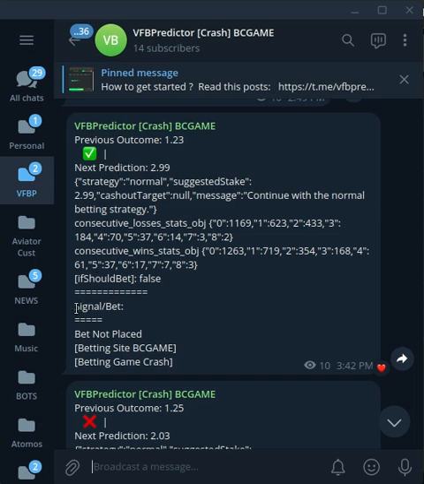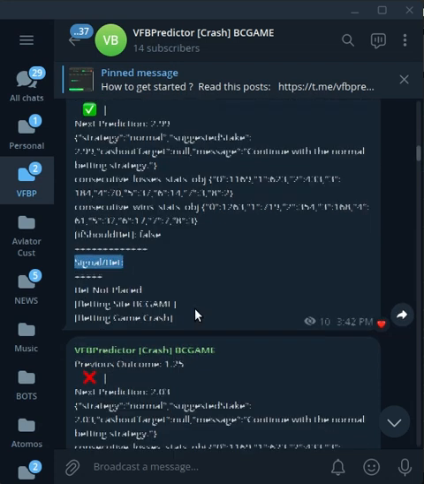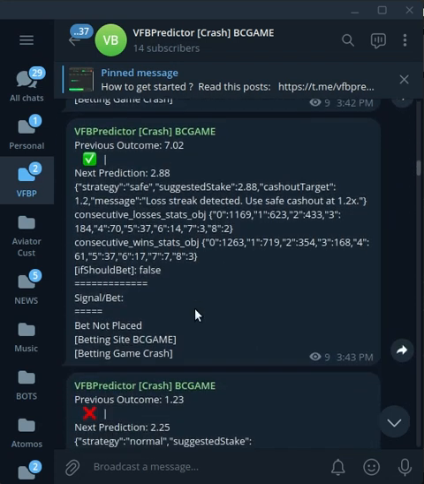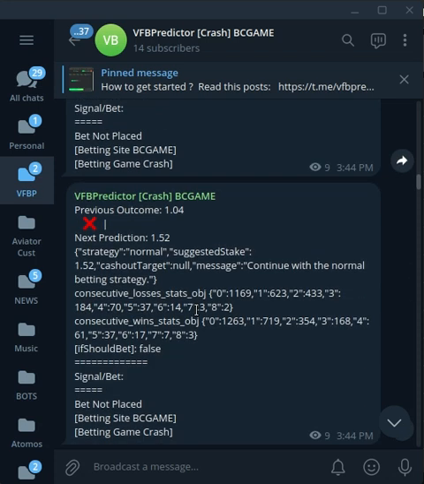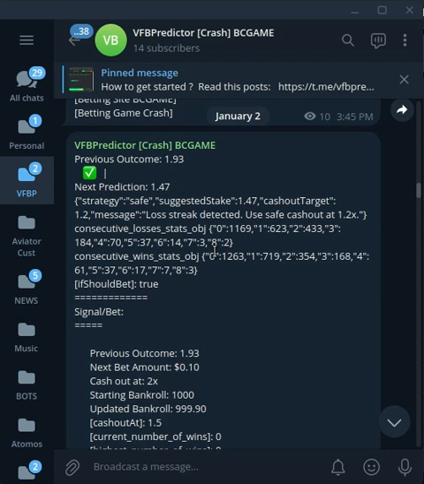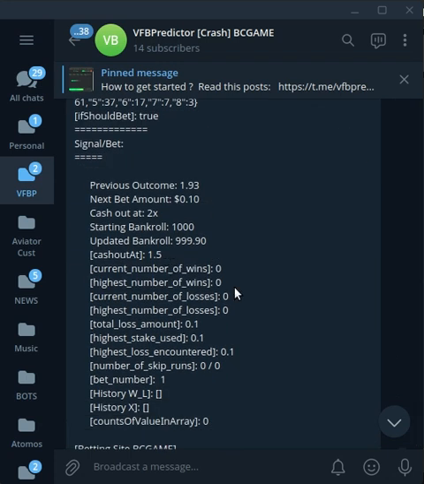Here we have something called a signal or bet. Below it there should be a message. When we have a signal for a bet, there is some message that is shown under the signal/bet section. So since the signal/bet section is empty here, I skip that bet and wait for a prediction that has a signal being sent. So we wait, and then here comes the signal. Usually I follow these signals.